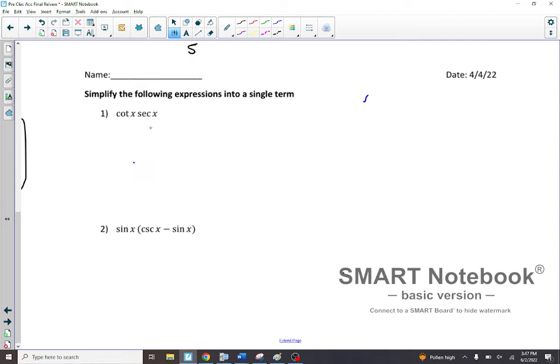All right, simplify to a single expression. Cotangent is 1 over tangent, which I could rewrite as cosine over sine. And then secant is 1 over cosine. So the cosines cancel out, leaving 1 over sine. So that's going to be cosecant.